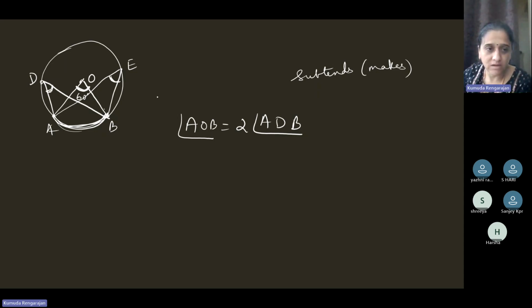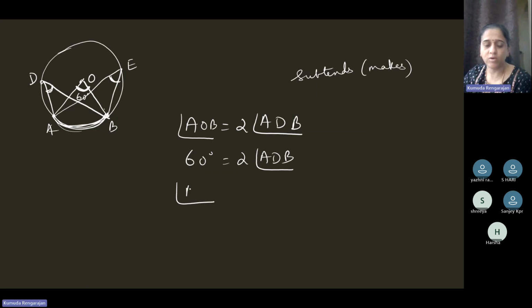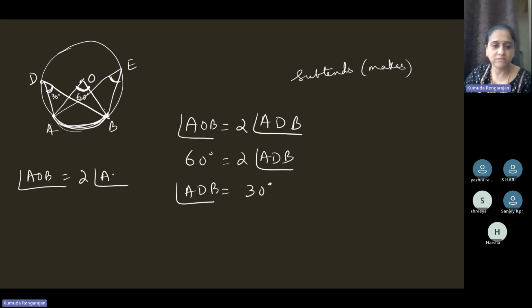So that means the angle at the center is always more. The angle on the circumference will be less. So see, what is angle AOB? 60 degrees is equal to twice angle ADB. So what is ADB? ADB is equal to 60 by 2, 30 degrees. So ADB is 30 degrees. What about this one? Angle AOB is equal to twice angle AEB.